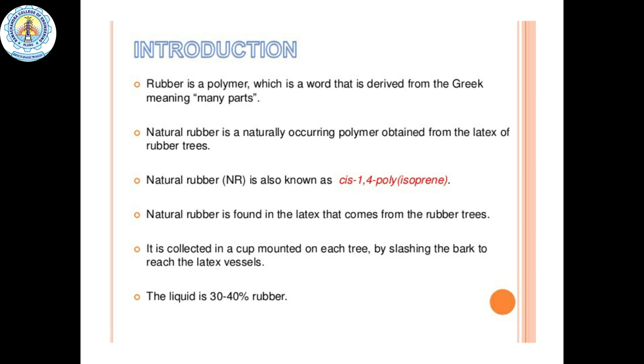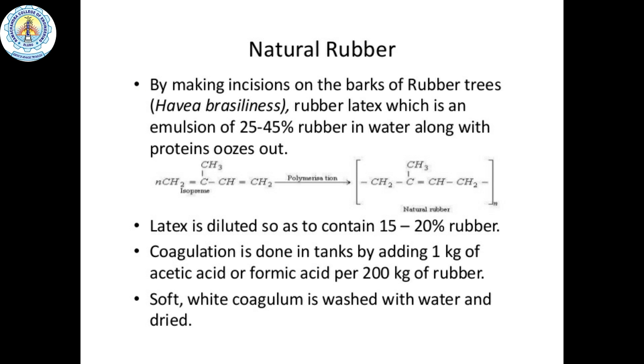So it is collected in a cup mounted on each tree by slashing the bark to reach the latex vessels. That liquid contains 30 to 40% of the rubber. So the natural rubber is made by making incisions on the bark of the rubber trees, that means Hevea brasiliensis rubber trees. That rubber latex, which is an emulsion of 25 to 45 percent of rubber in water along with the proteins, oozes out.